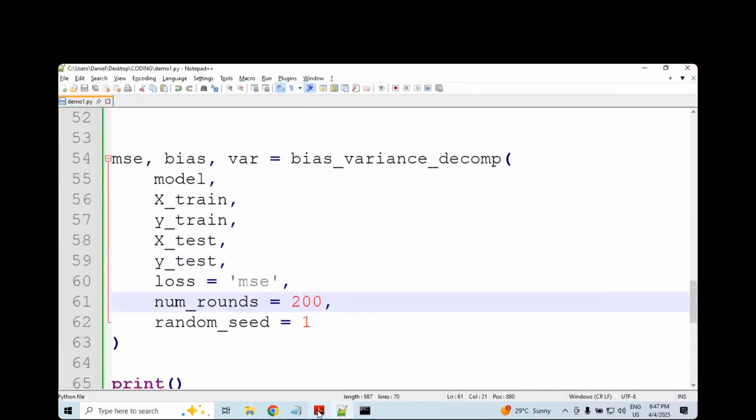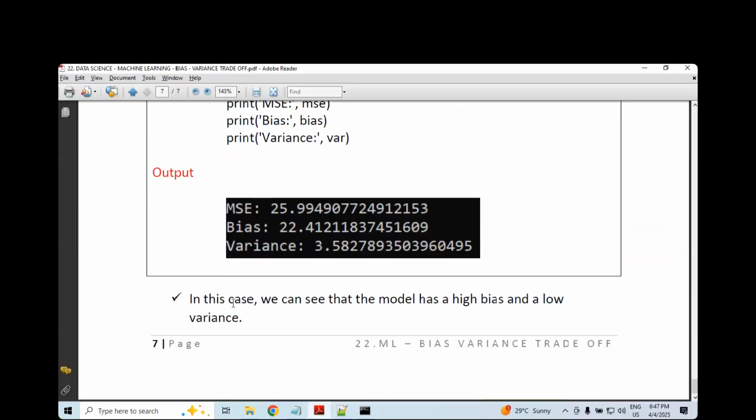Sir, you can just come to the example here. In this case, we can see that the model has high bias and low variance, then underfitting. But what is the error value? The error is 25. Acceptable. The error is not like 1,000, 500, 600. It is acceptable.